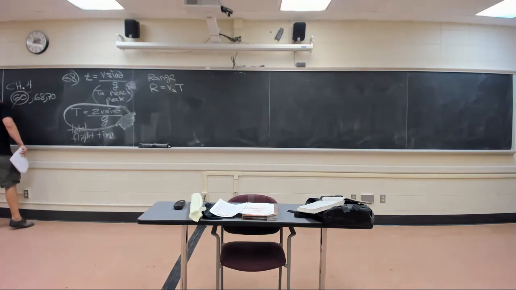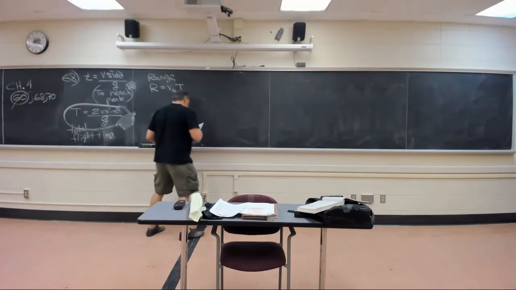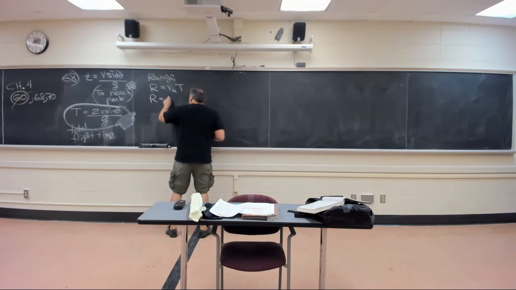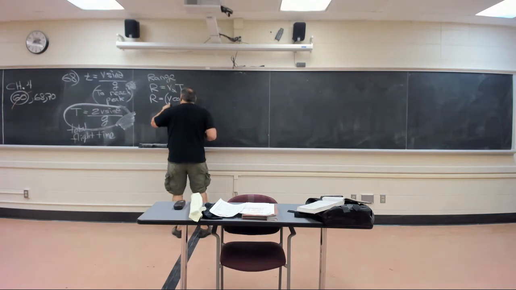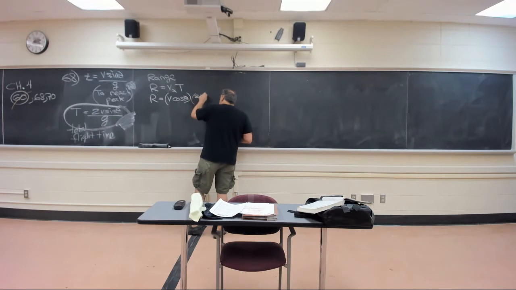So, true. What does that mean? Well, it means a lot. It means R is V cosine theta. That's the X. That's V sub X. That V sub X is V cosine theta. T is the total flight time. Total, that means up and down. So it's 2V sine theta over G.